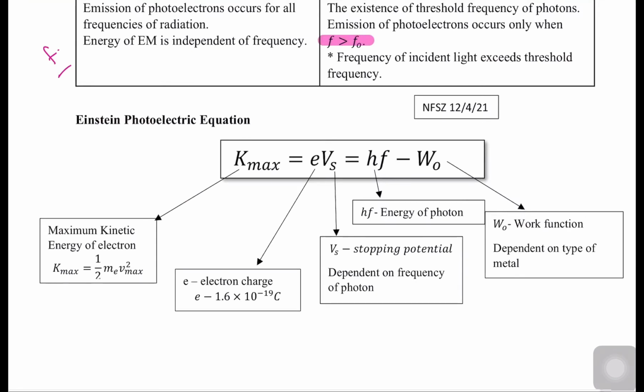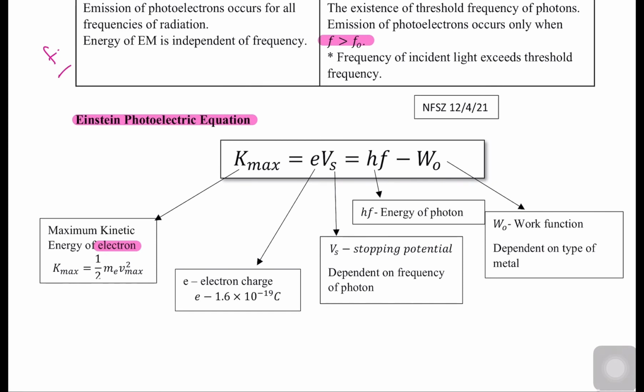For this chapter, kita akan guna Einstein photoelectric equation. So equation ni is to represent the photoelectric experiment jugalah. So first, dari K max, K is the maximum kinetic energy of electron. Okay, then equal to eVs. E will be electron charge lah. So kita akan ambil dia punya magnitude sahaja. Dan kita ada Vs. Vs is a stopping potential.